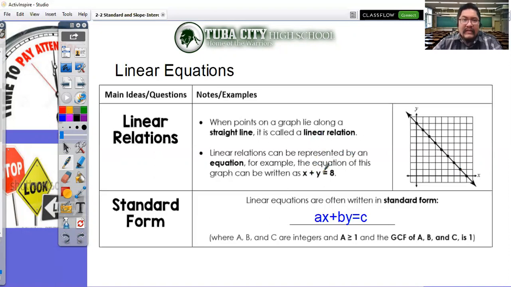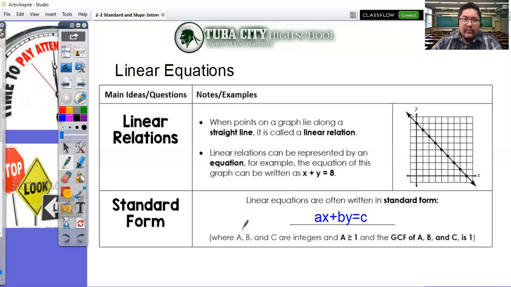So this is what we would call standard form. Standard form is written right here: a number times x plus a number times y equals a constant value, or as we just say, ax plus by equals c. And in this case, it's 8. So you can see that it's crossing the y-axis at 8: 1, 2, 3, 4, 5, 6, 7, 8. And the same is true this way. It's also crossing at 8 along the x-axis. So that makes the equation and this graph go together.